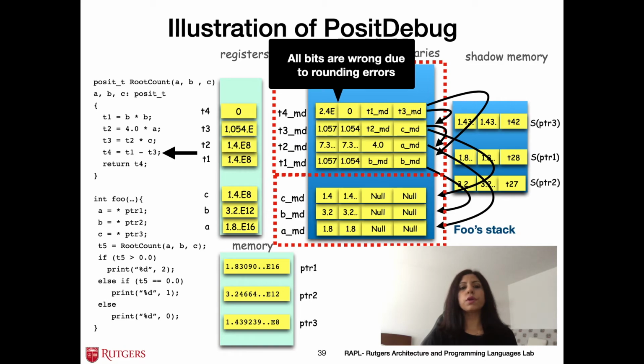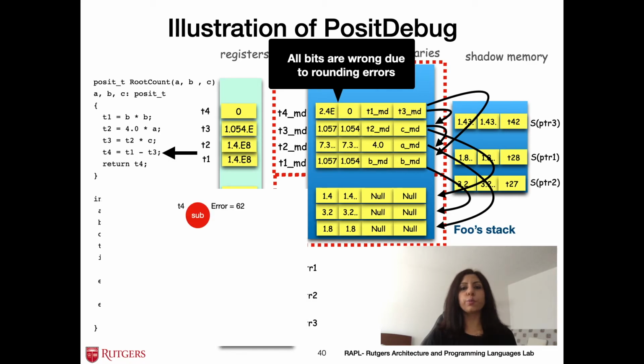To diagnose the root cause of this error, we can traverse back following the pointers to operands metadata and investigate how the error was propagated. The first thing we notice is that the subtraction operation at T4 has an error of 62 bits. That is, all bits are wrong.